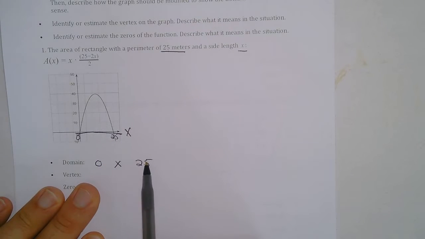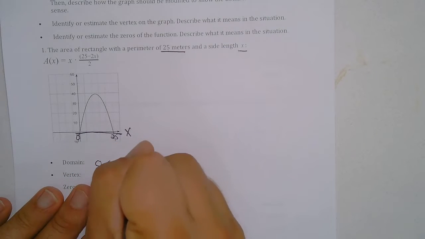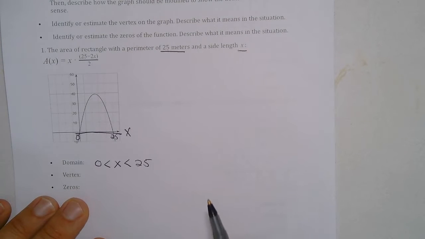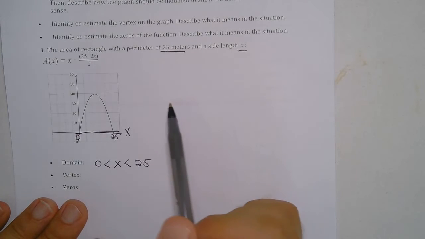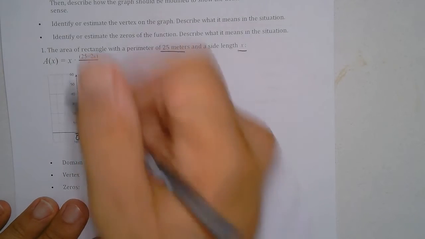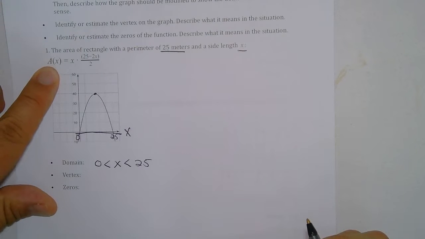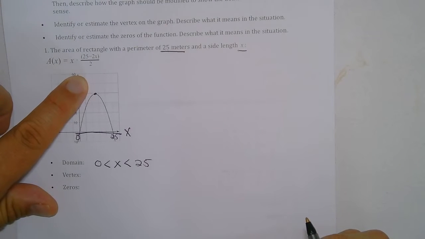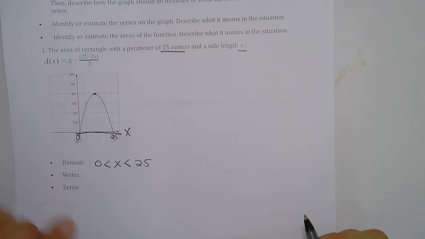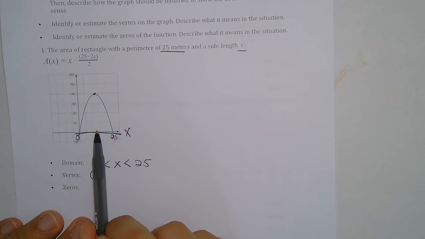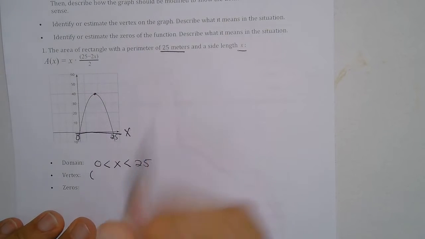And it couldn't be 0 or 25. It has to be a little bit bigger than them. So the domain would be x is between 0 and 25. Now, the vertex is going to be the highest point. So here is our vertex. And we have to list the vertex as a point. So this looks to be about 15 and 40.